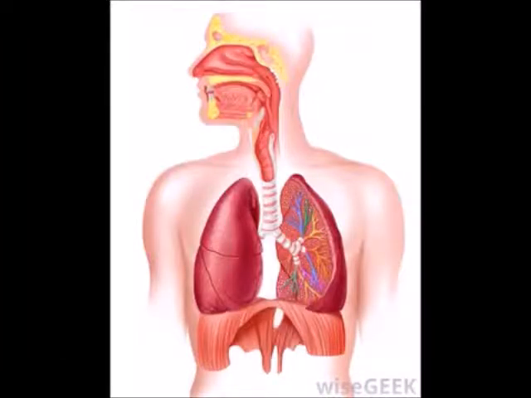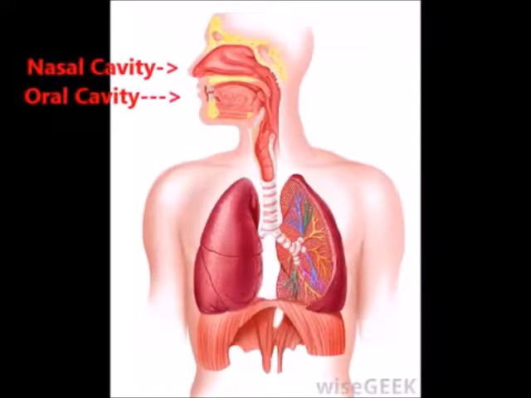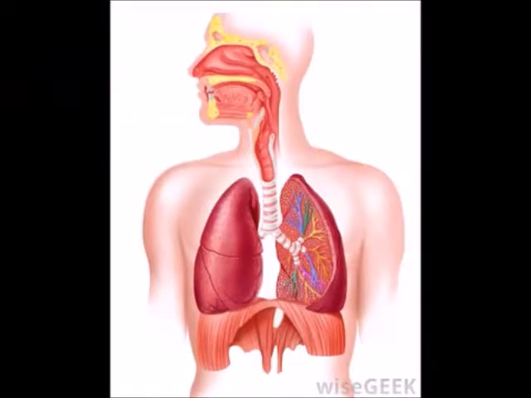So, the way that oxygen goes into your body is through your nasal cavity or your oral cavity. Nasal cavity being the nose and oral cavity being your mouth. Then, oxygen goes on to the pharynx, which is a passageway for air that leads to the trachea. Trachea is a windpipe that's made of cartilage that further breaks down into your bronchi and then leads your oxygen into your lungs.